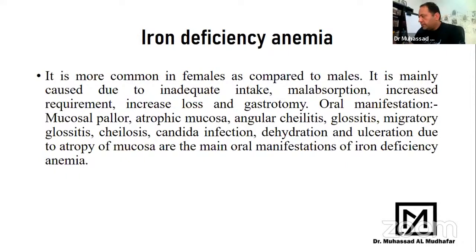Iron deficiency is more common in females due to physiology, pregnancy, and the menstrual cycle. It is mainly caused by inadequate intake, inadequate absorption or malabsorption, an increased requirement due to pregnancy, and increased loss through bleeding and gastrectomy. Oral manifestations include mucosal pallor, atrophic mucosa, angular cheilitis, glossitis, migratory glossitis, candidal infection, dehydration, and ulceration due to atrophy of the mucosa. These are the main oral manifestations of iron deficiency anemia.